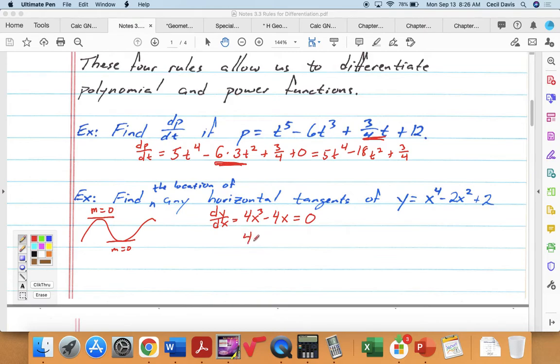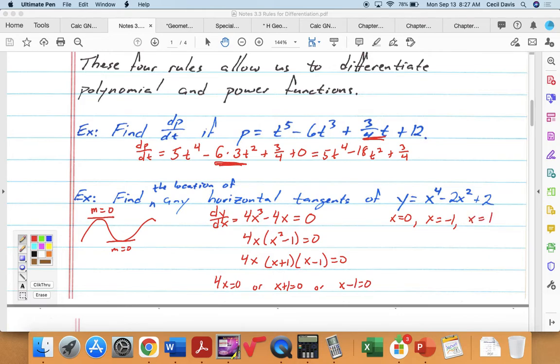Well, we'll factor it. Factor a 4x out. I'll be left with x squared minus 1. And then factor the x squared minus 1. So either 4x is equal to 0, or x plus 1 is equal to 0, or x minus 1 is 0. So we get x is 0, x is negative 1, and x is positive 1.